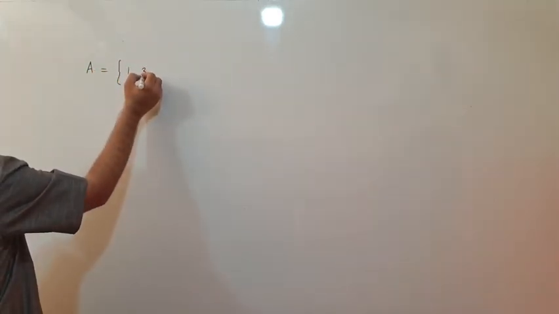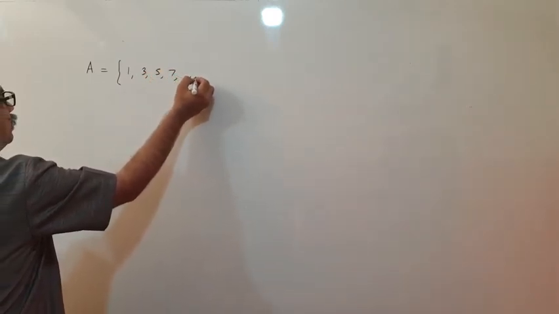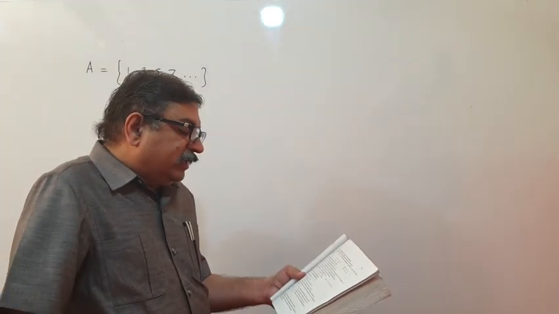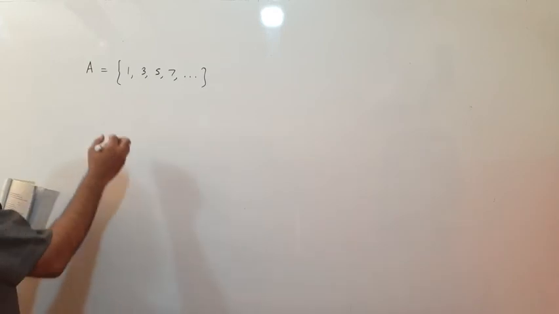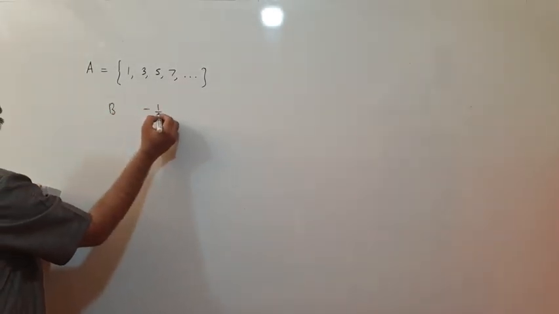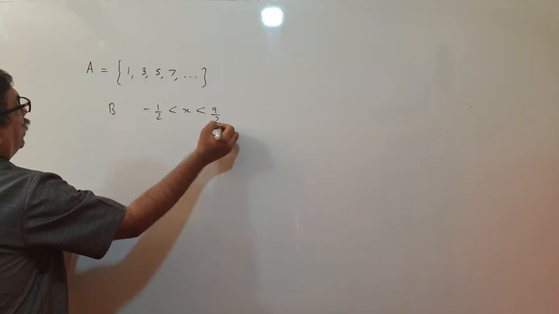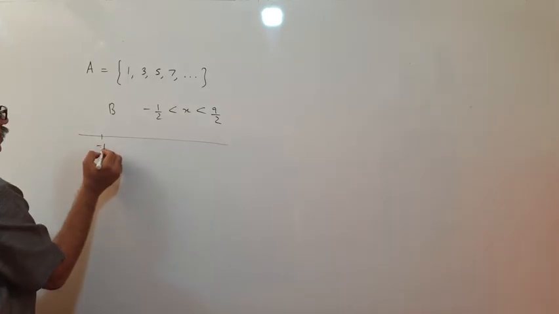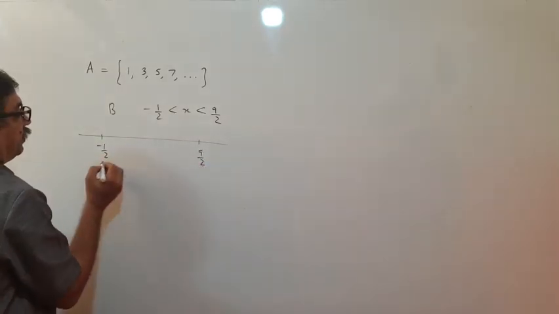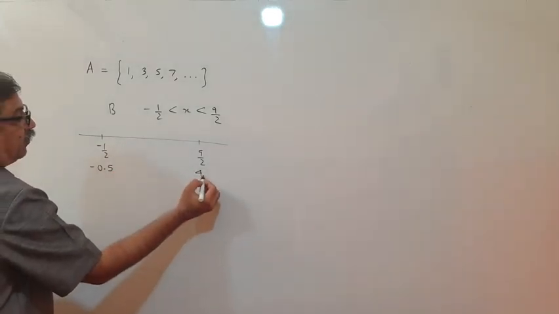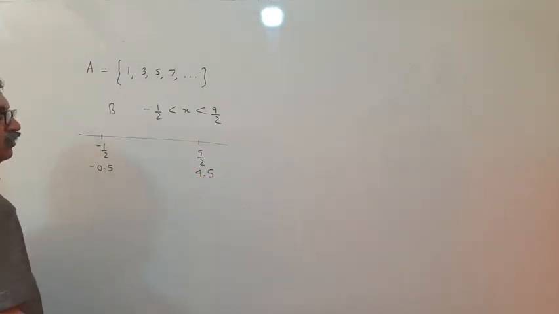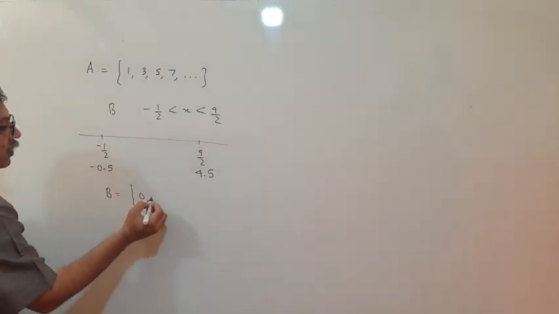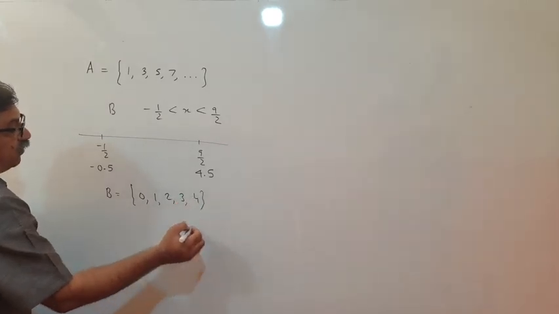So we write 1, 3, 5, 7 and 3 dots. Write 3 or 4 elements and then 3 dots. X is an integer between minus half and 9 by 2. So if I take my number line, this will be minus half, this will be 9 by 2. That means this is minus 0.5 and this is 4.5. So which are the integers between these two? 0, 1, 2, 3, 4. So B will be 0, 1, 2, 3, 4 like this.